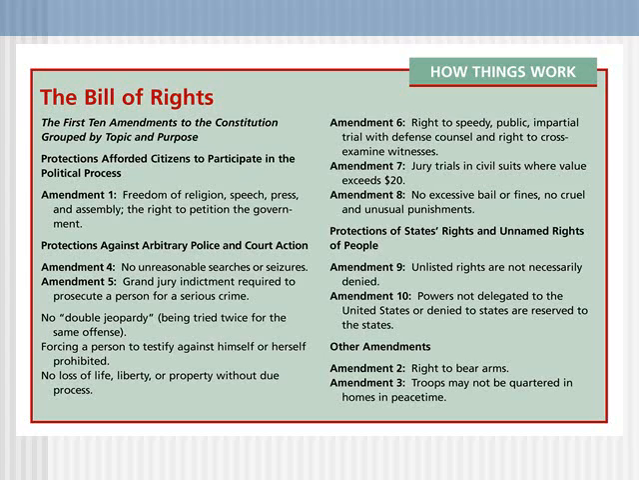Then protection of states' rights and unnamed rights of the people. Ninth Amendment, unlisted rights are not necessarily denied. Oh, we might have forgotten a right. That doesn't mean that it doesn't exist. 10th Amendment, powers not delegated to the United States or denied to the states are reserved to the states. And that's something that the Federalists argued was kind of an obvious thing anyway. They didn't think that needed to be an amendment, especially, which is why they thought the rest of this didn't really matter that much.